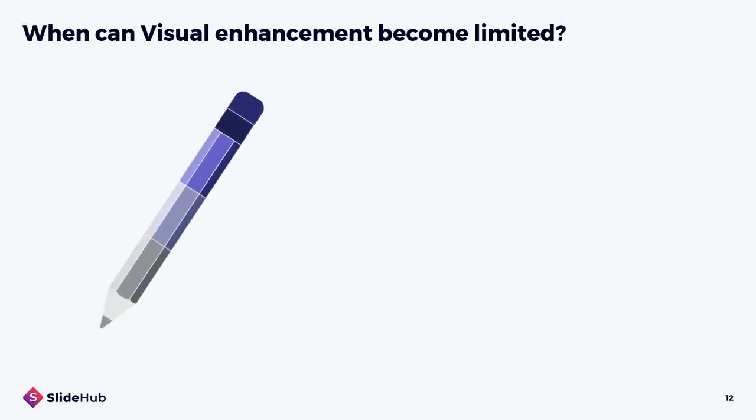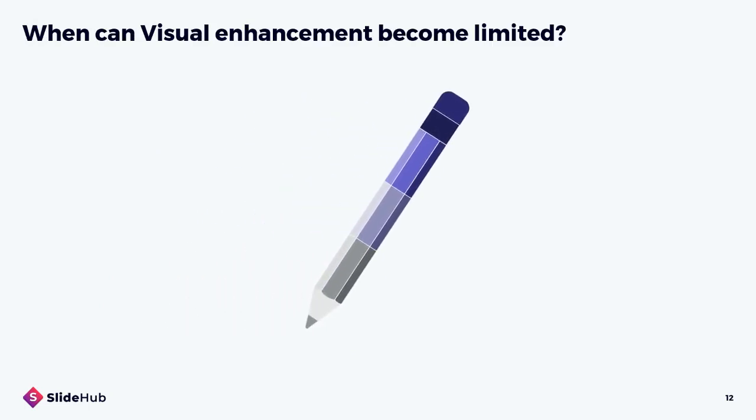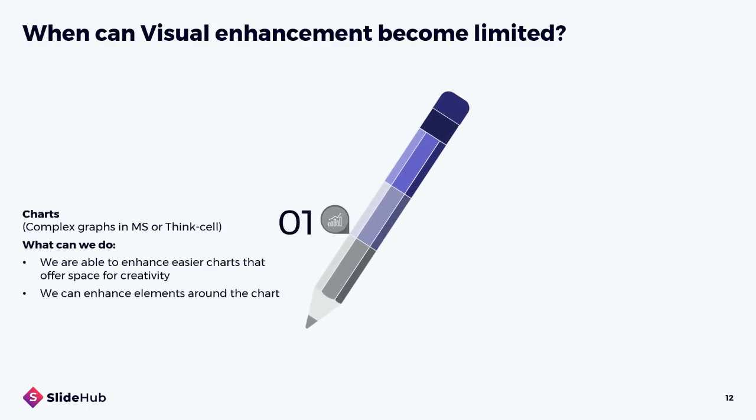When visual enhancement can become a little bit limited are these cases. First one would be charts, especially complex graphs in MS or ThinkCell format. What we could usually do is that we are able to enhance some easier charts that offer some space for creativity. An example would be a donut chart, where we can put some icon in the middle and enhance that, or we can enhance elements around the chart.